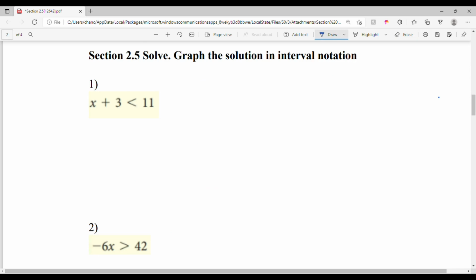In question 1, we want to solve the inequality, graph it, and state the interval notation. The tip here is to keep the x on the left.